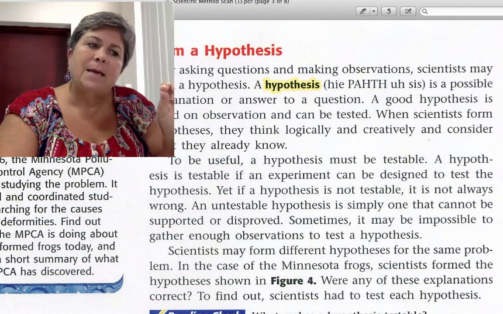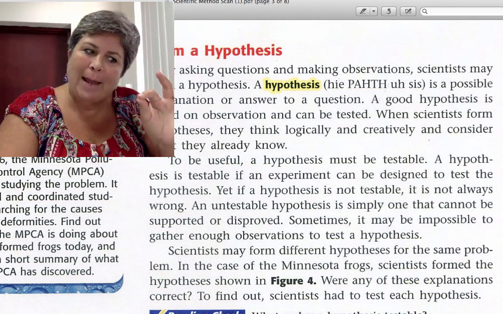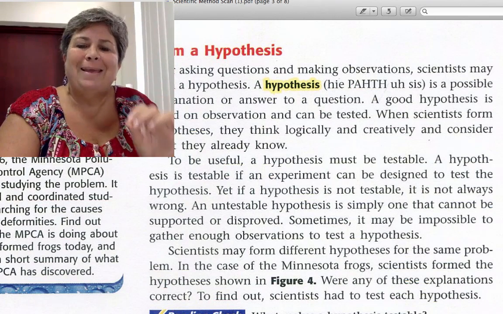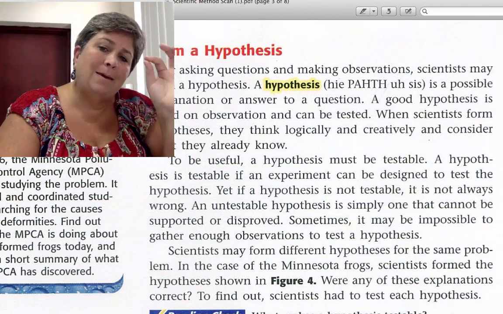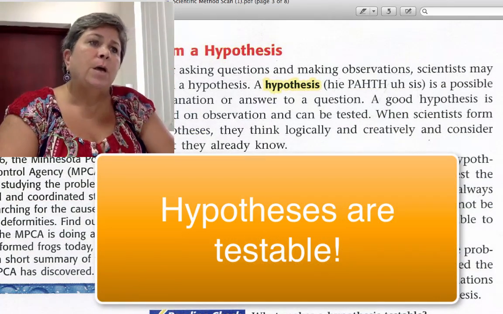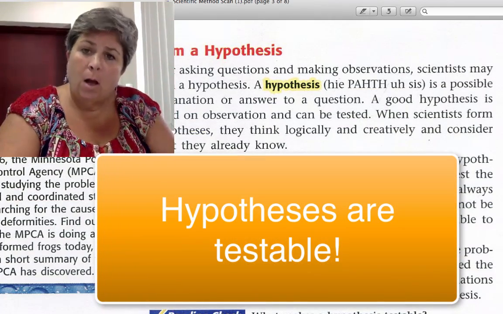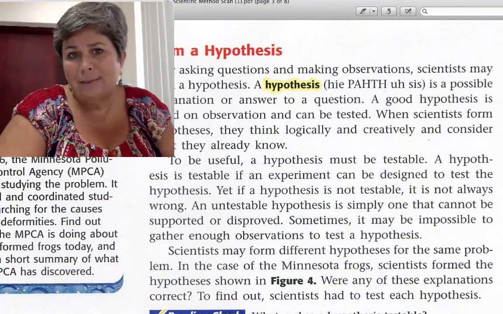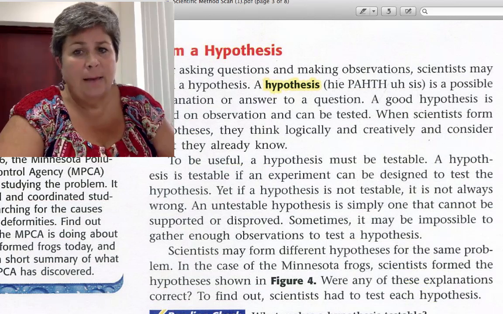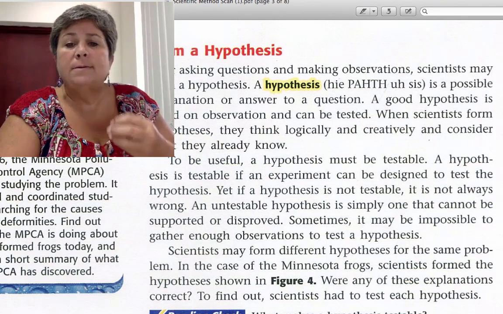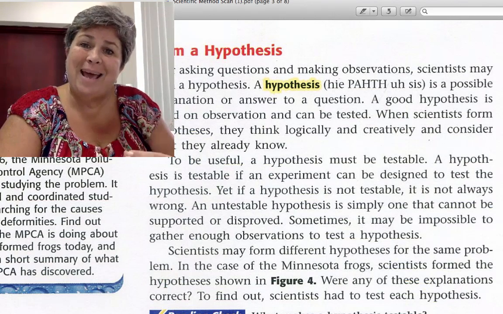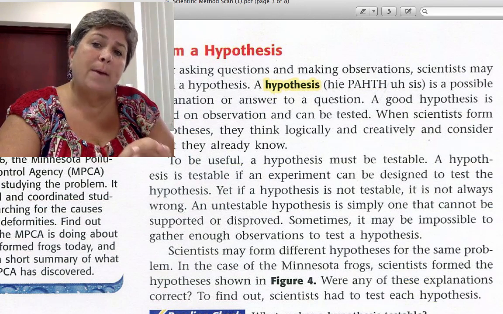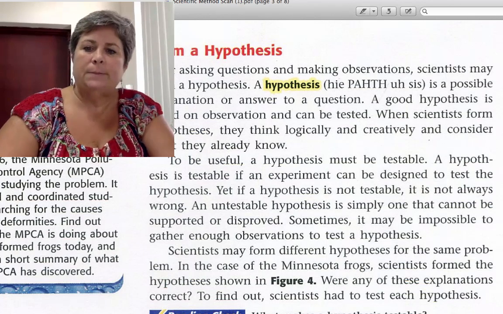A hypothesis is a prediction, a possible answer to a question or a possible solution to a problem that can be tested. That is key, can be tested. So you can make predictions all day long about what's going to happen or what's causing something to happen, but unless you can test it, it is just a prediction. It is not a hypothesis. So in science, we have to be able to test our theories. We have to be able to test our hypotheses. That's what makes it a good hypothesis.